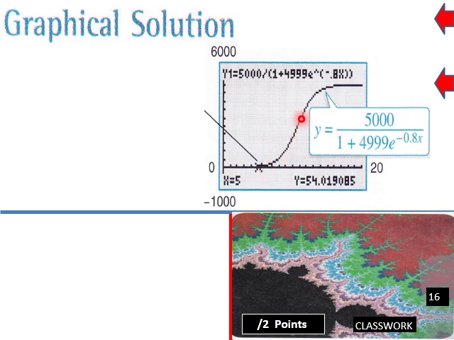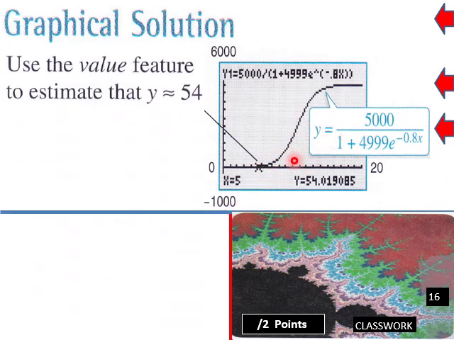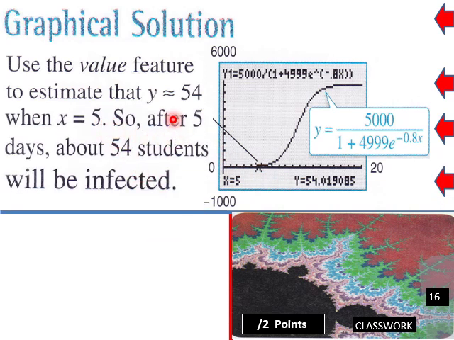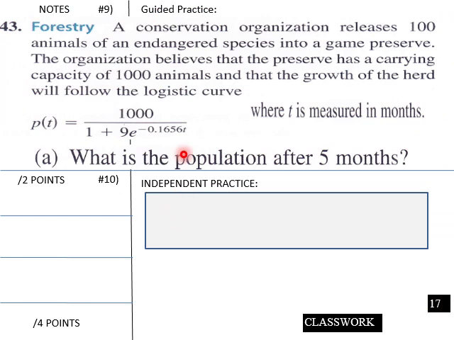Here is the curve here that follows the logistic growth curve shape. Here, this is a minimum down here, x equals 5, y equals 54. So from day 5, we know that much from the curve. So use the value feature to estimate that y equals 54 when x equals 5. So after 5 days, about 54 students will be infected.